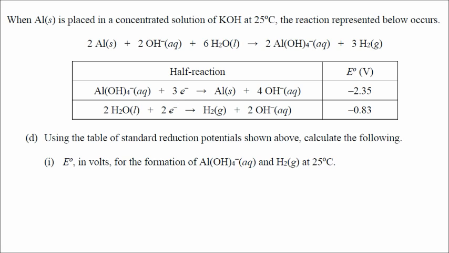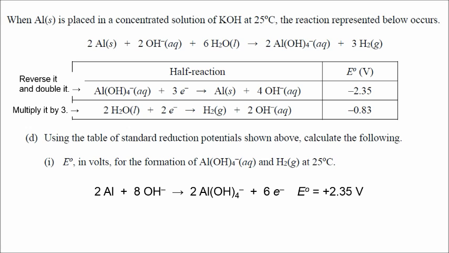When aluminum is placed in a concentrated solution of potassium hydroxide, we get the following reaction. Aluminum solid plus hydroxide ions plus water produces this Al(OH)4 minus 1 ion, this complex ion. It also produces hydrogen gas. To get the cell potential for this reaction, we have to reverse the first half reaction and multiply it by 2 to get the Al(OH)4 on the right with a coefficient of 2. We have to multiply this half reaction by 3 to get the electrons to cancel out and get 3 moles of hydrogen on the right.